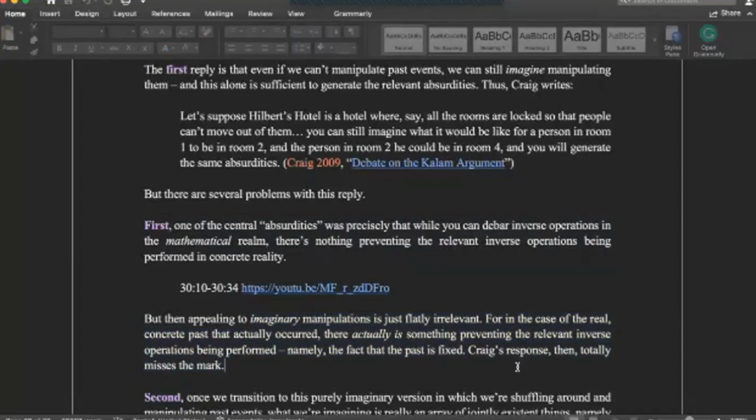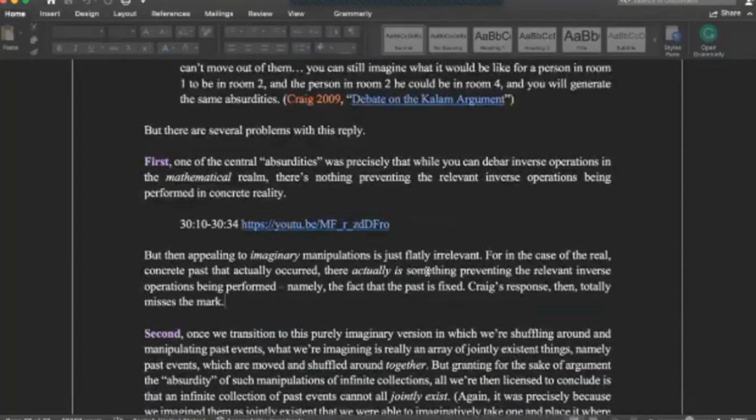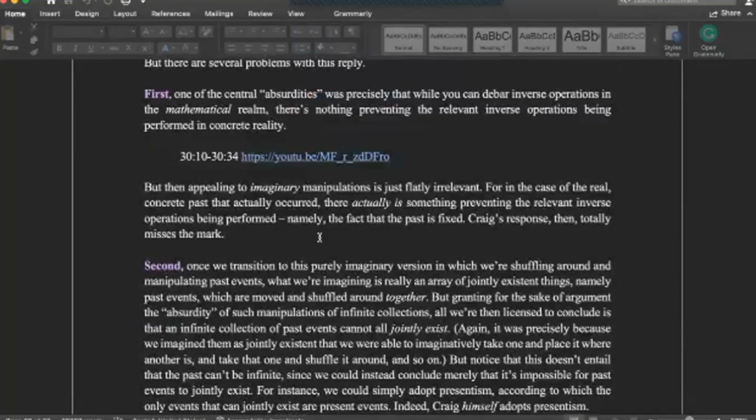Craig's response then just totally misses the mark. My second response to Craig's reply here is that once we transition to this purely imaginary version in which we're shuffling around and manipulating past events, what we're imagining, I think, is really an array of jointly existent things, namely past events, which are moved and shuffled around together.